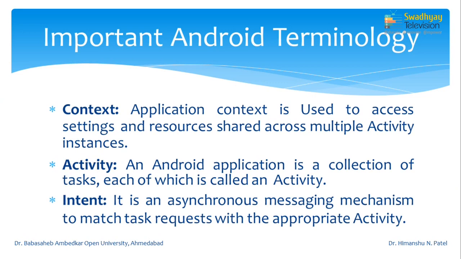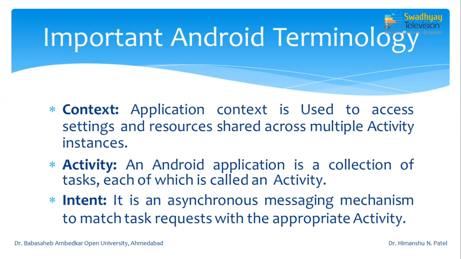The very first terminology is context. Application context is used to access settings and resources shared across multiple activity instances. By using the context object, you can get all the details regarding a particular activity. What is an activity? What the application performs is specified by an activity. So, we can say an activity is a task performed by the application. An Android application is a collection of tasks, each of which is called an activity. An individual task can be considered an activity.